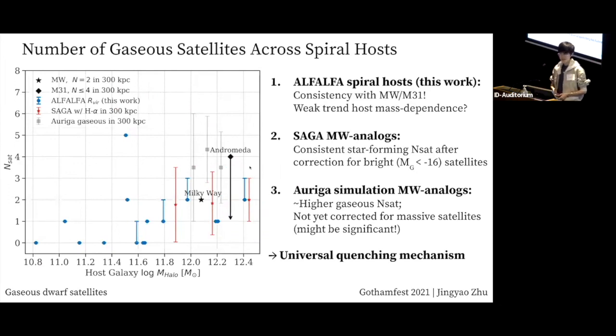So one takeaway from our work is there might be some universal quenching mechanism that's effectively stripping the dwarf galaxy's gas content by these spiral host galaxies. Thank you, that's all. I'll take any questions.